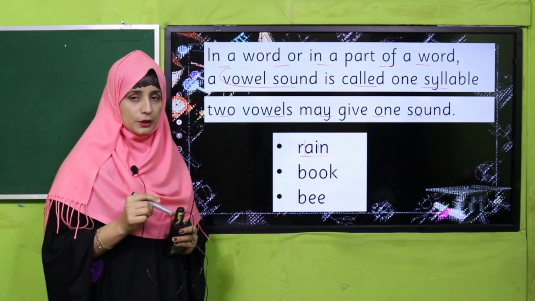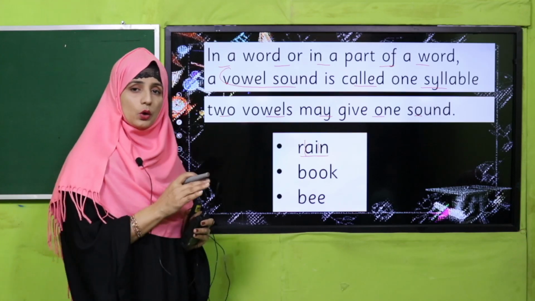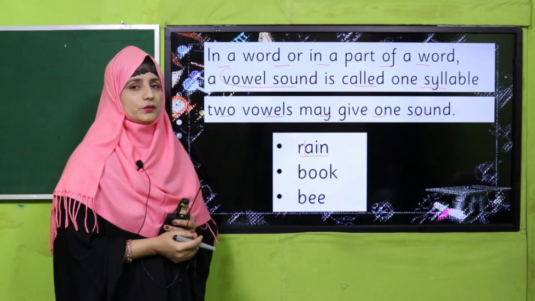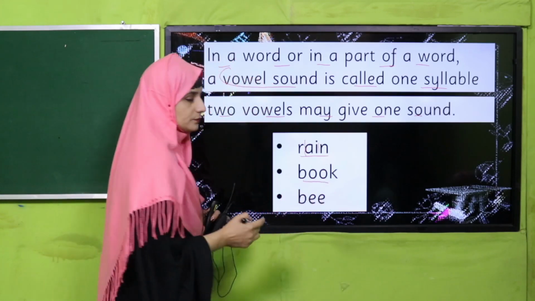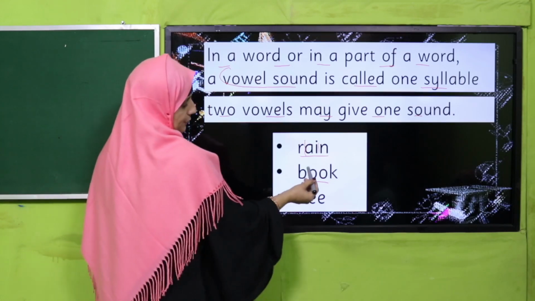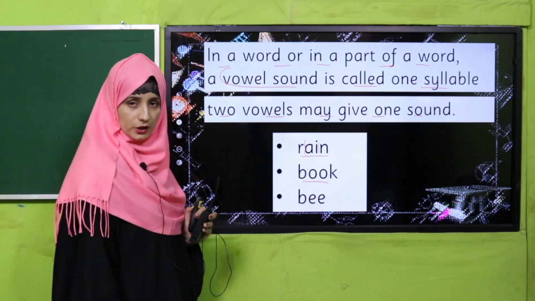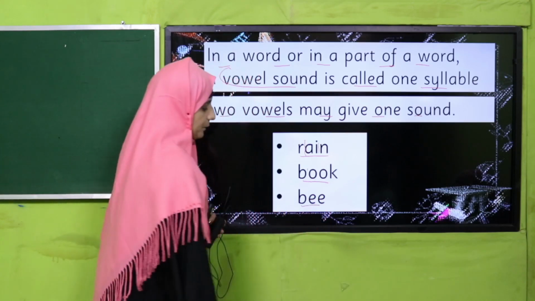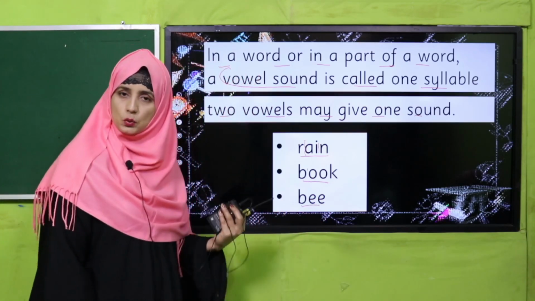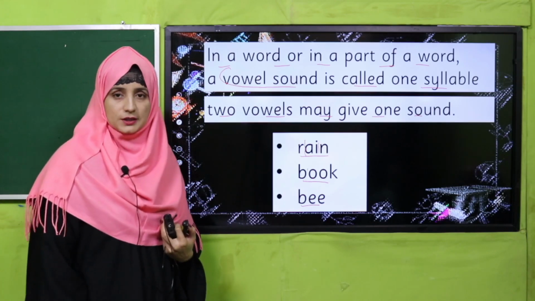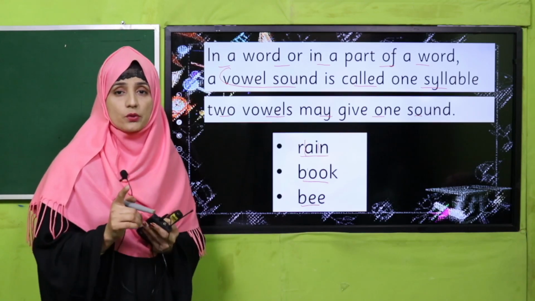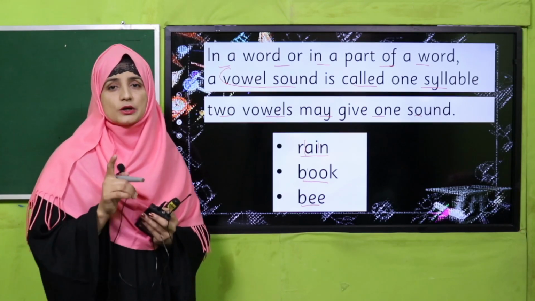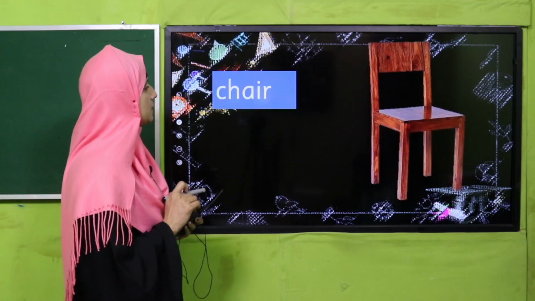So keep in mind, no need to judge according to the vowels. You have to judge the syllables of the word according to their sounds. Like book, single syllable, even though there are 2 vowels, double O. 2 vowels are there but a single sound. Is it clear that no need to depend on vowels? We have to get syllables according to the sound. This is the main point to get syllables. So keep remembering.